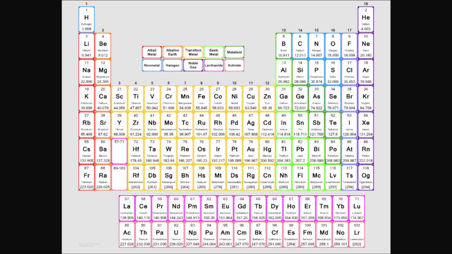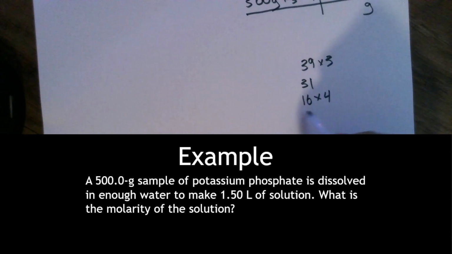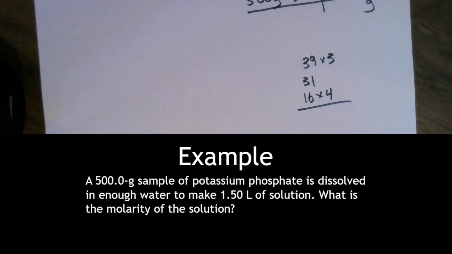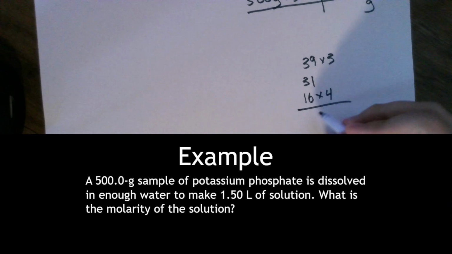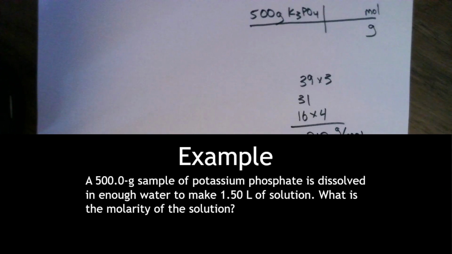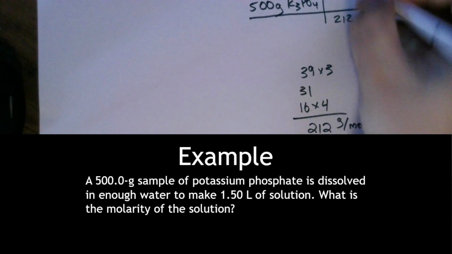K weighs 39, and there are 3 of them. And then I have PO4, so I have phosphorus, which is 31, and O4. So just on my paper here, I just jotted them all down. Multiply these across, because I have 3 potassiums and 4 oxygens, and then just add up my final answer. When I do that, I get like 212 grams per mole. That's what I'm going to plug into my expression up here. There's 212 grams in every 1 mole.